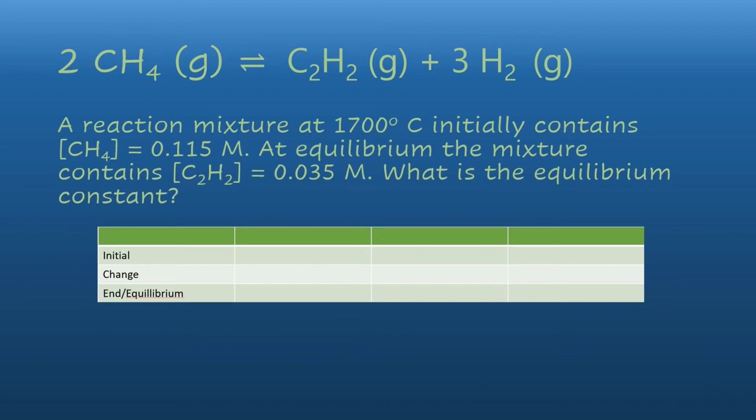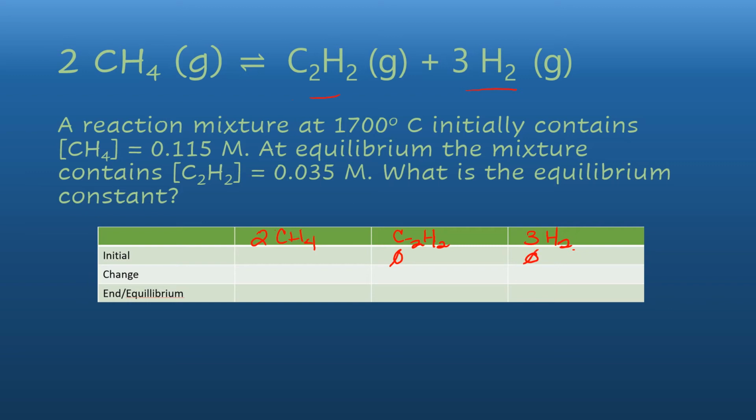Okay, so let's set this one up. Starting with setting up the reactants and the products, we have 2 methanes, and it is yielding 1 C2H2 and 3 hydrogen gases. We know that these 2 are products, so they initially start at 0.